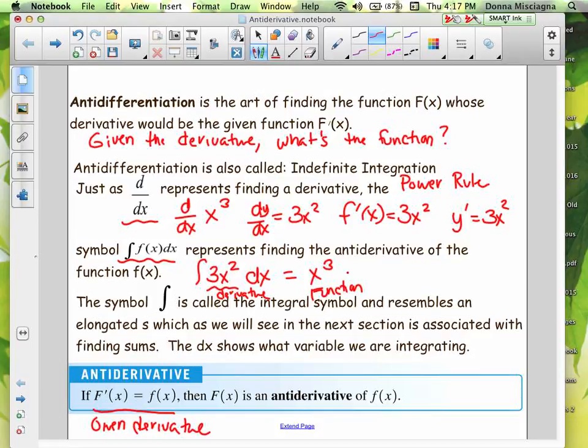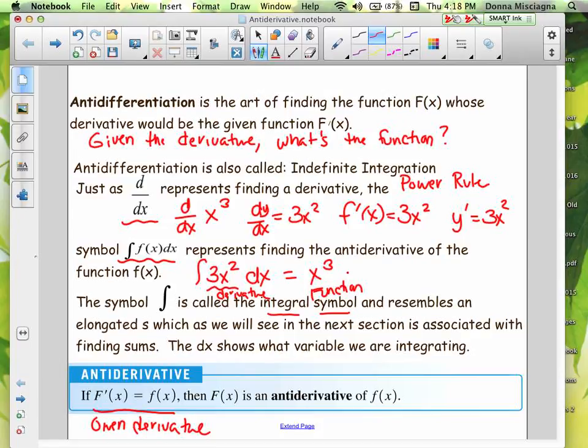So when we're differentiating, we know the derivative, we want to get back to the original function. That's going to be notated with this elongated s, which is called an integral symbol. The reason for the elongated s is it does represent sums. It won't be clear why it represents sums in this particular lesson, but in the future it will be.